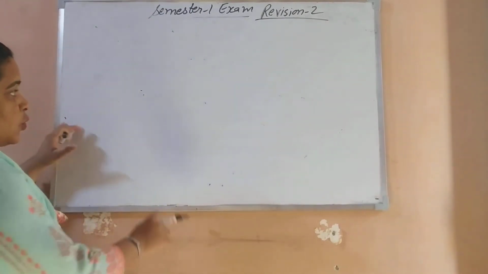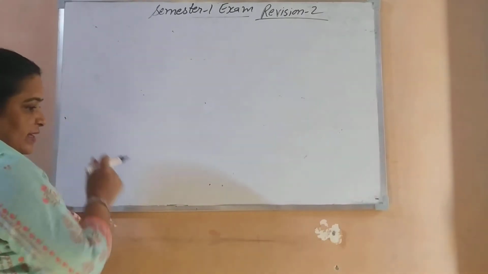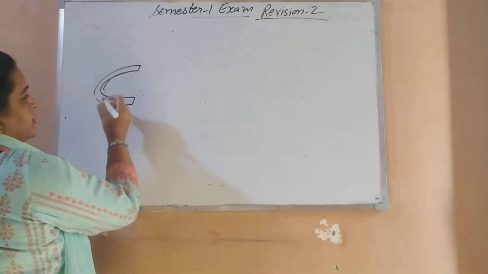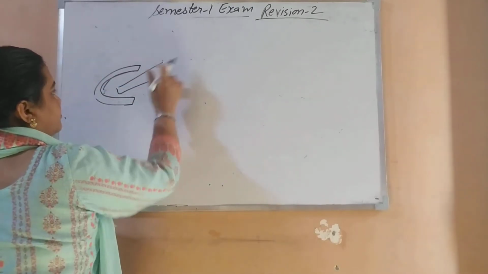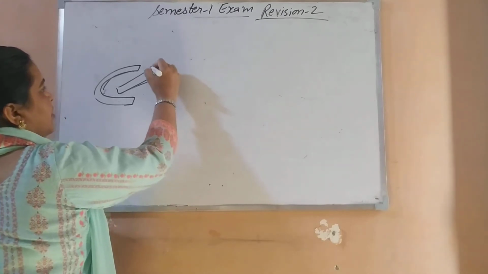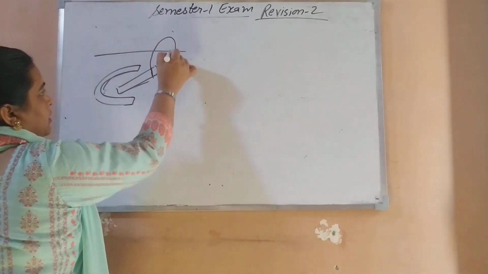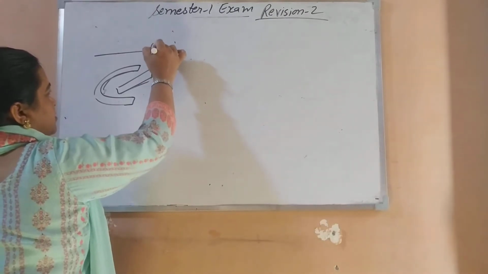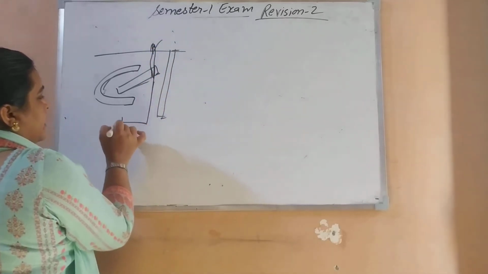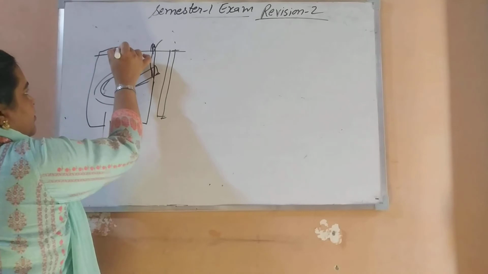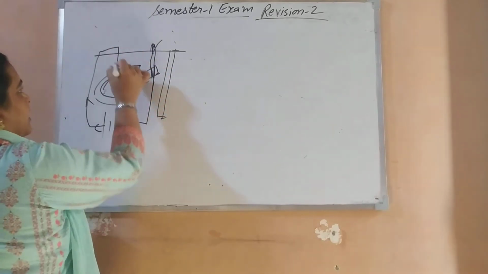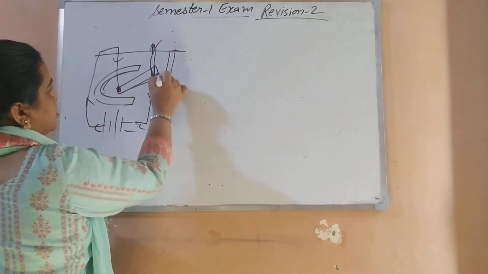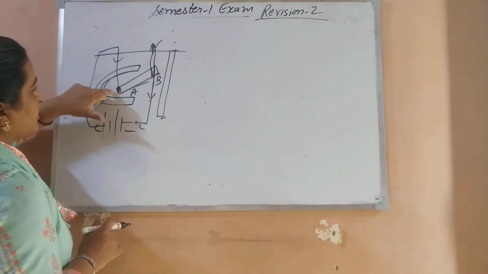Now, is there any rule when we keep a current carrying conductor in a given magnetic field? Say you have a U-shaped magnet, and you have kept an aluminium rod inside it, hung on a clamp stand. You connect one end to the positive terminal of the battery and the other end to the negative. So what is the direction of the current? Positive to negative. So this is the B end, this is the A end, and current is going A to B.